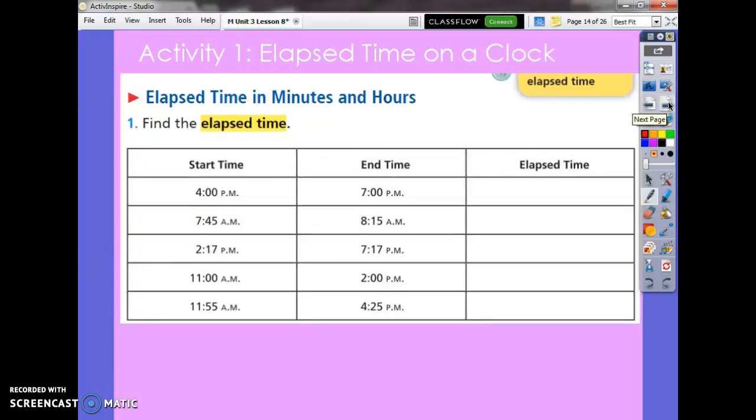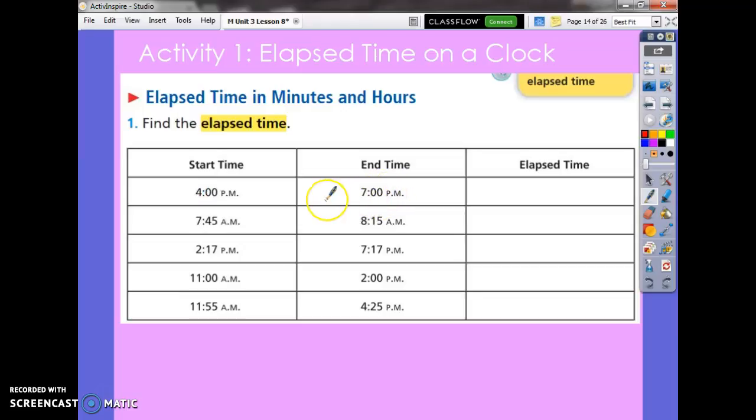In your book, it asked us on page 161 to find the elapsed time, and we talked about that yesterday. Elapsed time means the time that has passed between one event and the next, or the difference in time between one event and another event. To start, my starting time was 4 p.m., post meridiem, which means post noon, so that's afternoon. My end time is 7 p.m.